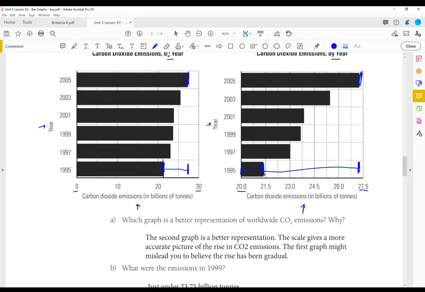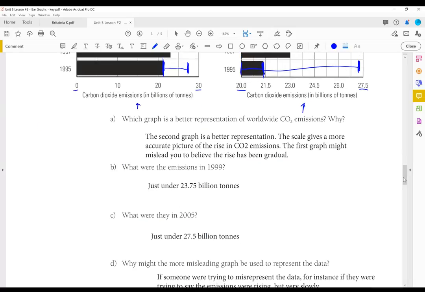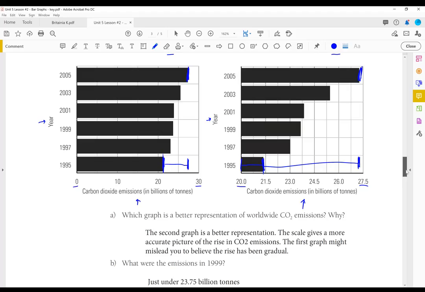So from 21 and a half all the way to just under 27 and a half billions of tons. And so we've actually had a pretty large change in 10 years, as opposed to the first graph where it seems like it might be a smaller change. B says, what were the emissions in 1999?